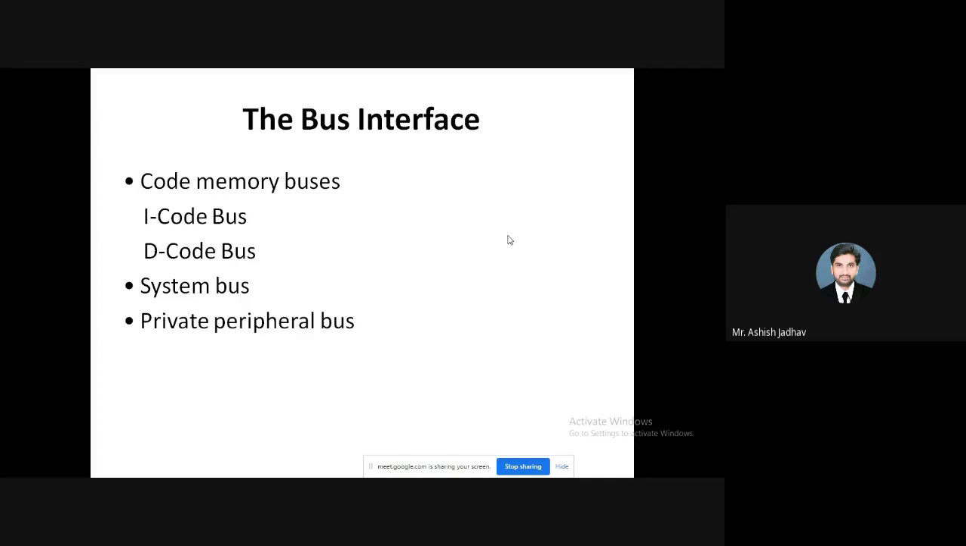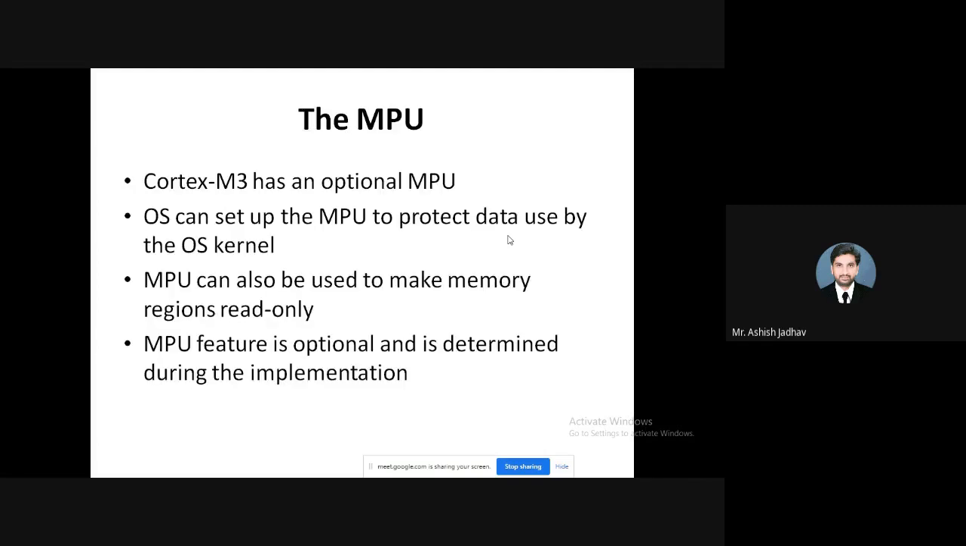If the instructions are carried from one place to another place, you need the I-code bus. I-code bus means it will carry instructions, and you have the D-code bus, it will carry the data, right? Then we have system buses for internal operations and connectivity, and some private peripheral buses are also there in a Cortex-M3.